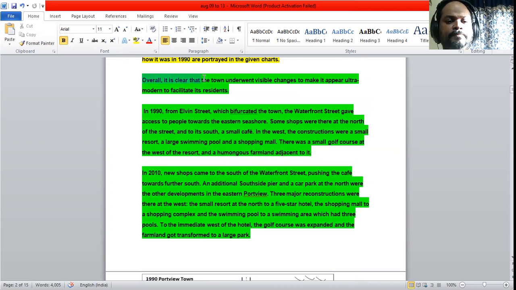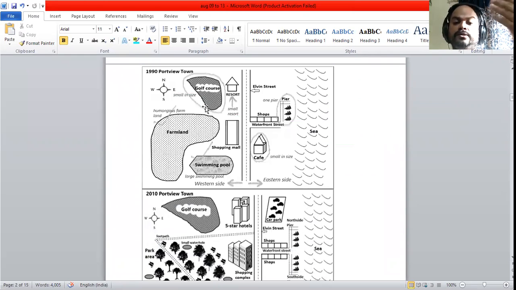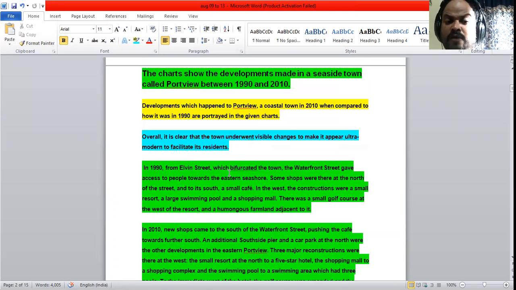Now I can say, overall, it can be seen that the town underwent visible changes to make it appear ultra modern to facilitate its residents. You can say the town underwent massive changes to facilitate its own residents. This is what we can see there. So a massive change you can see in 2010 when compared to 1990, 20 years ago. So that's what we have seen in the overview.